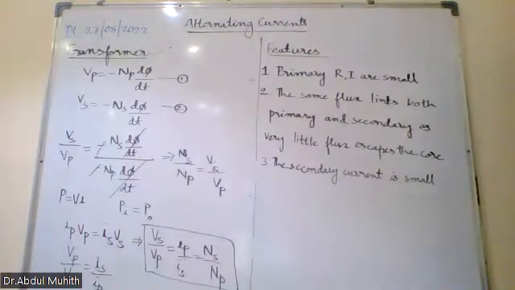Okay, now see here. What are the features of a transformer? Primary resistance and current are small. The same flux links both primary and secondary, as very little flux escapes the core. And the last one is the secondary current is very small. Okay. So if the transformer is very efficient, 100%, then we can use this formula.